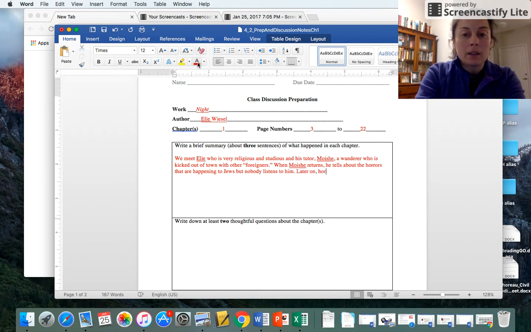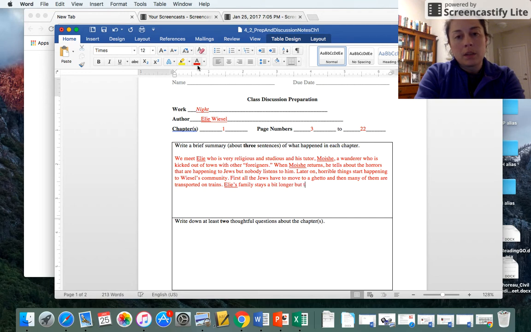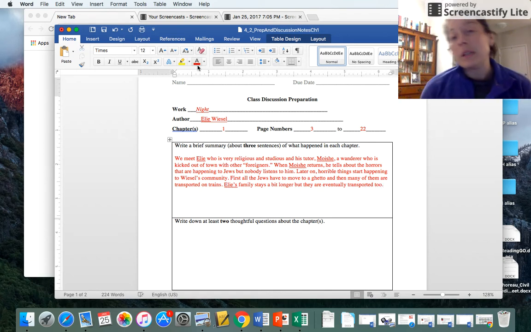And then later on, horrible things start happening to Wiesel's community. First, all the Jews have to move to a ghetto, and then many of them are transported on trains. Elie's family stays a bit longer, but they are eventually transported too. So that's kind of what happens in this chapter. That's kind of a rough sketch. It's maybe a little more than 3 sentences, it might be 4 or 5, but that's really all you need, just to clarify what happened to yourself.